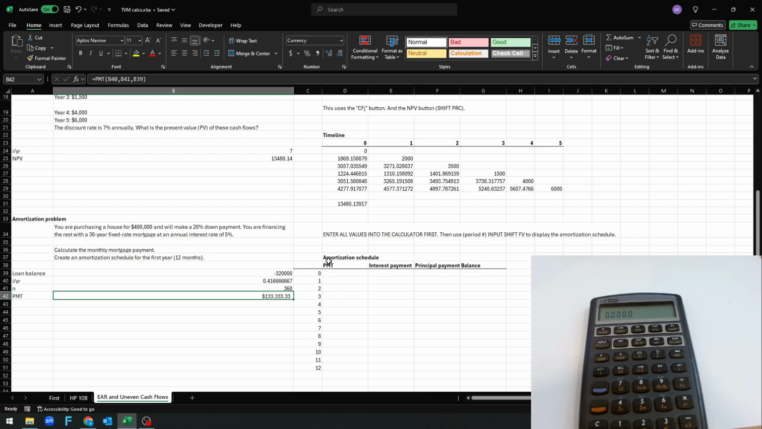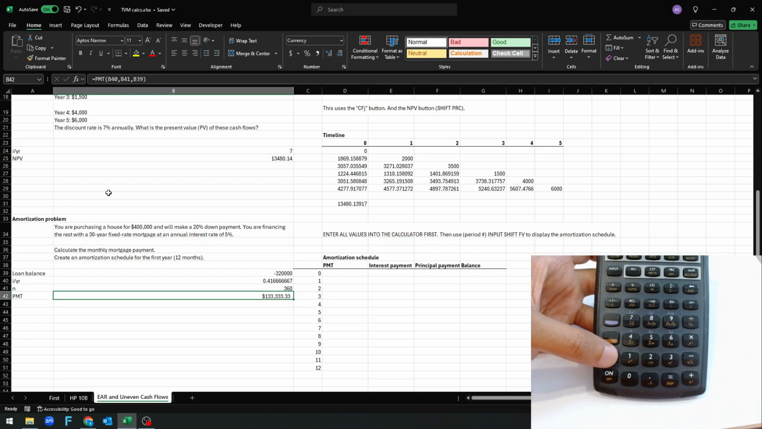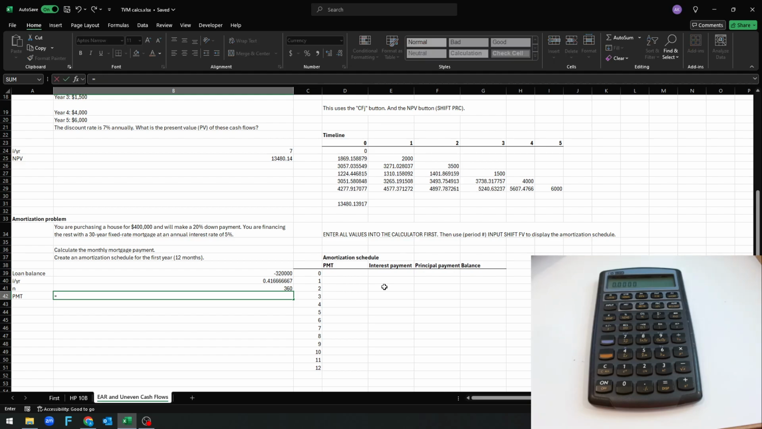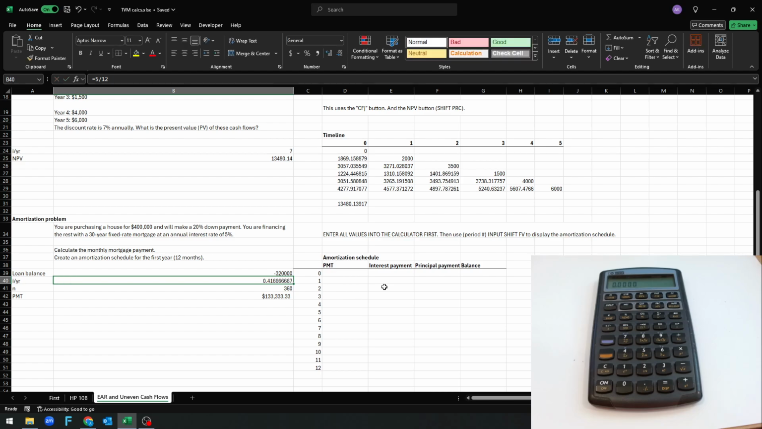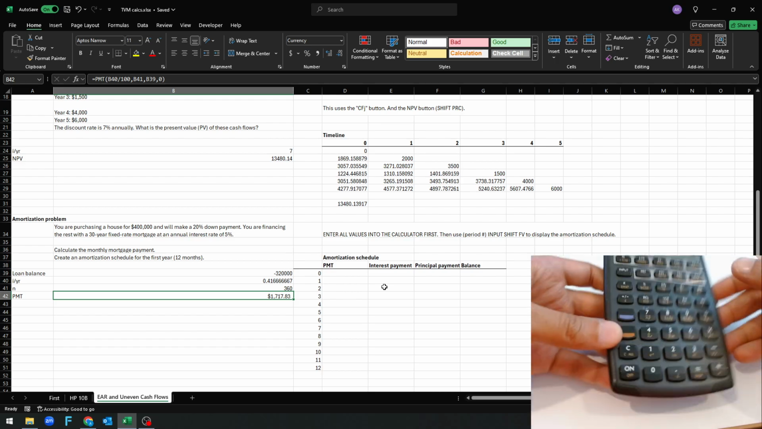Okay. So actually this is wrong. PMT rate is this, number of periods is this, PV is this, future value is 0. For Excel, we need to do this divided by 100. Okay. So that's correct. Okay, so let's do this in the calculator.